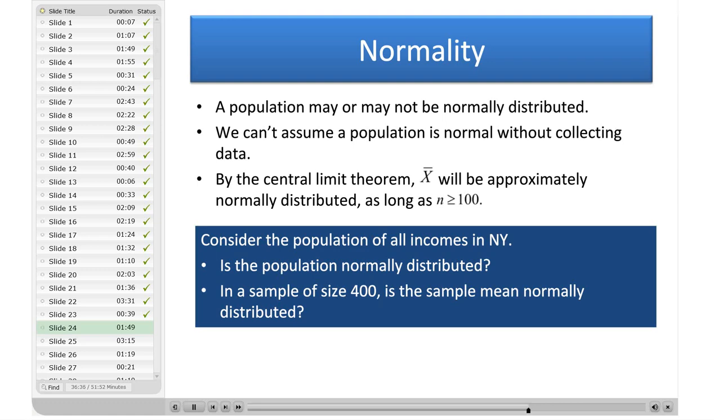Now, in the second part, it says, what if we take a sample of size 400? Would the sample mean be normally distributed? The answer is yes, because of the central limit theorem. So even if a population is not normally distributed, the sample mean will be, as long as the sample size is sufficiently large.